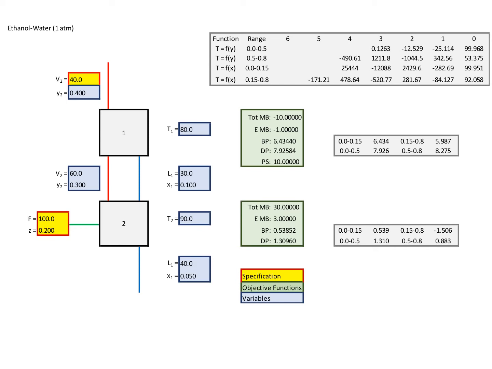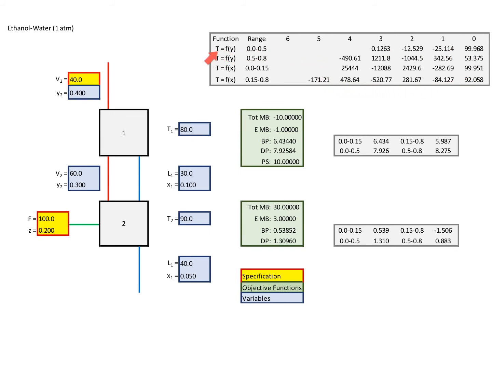Here is my simulation, and I will go over this a little bit. Up here, I have all those constants for the bubble point and dew point curves. So T equals f of y, that's the dew point curve. Temperature is a function of x, that's the bubble point curve. And the ranges that I split them up into. And here are the constants for those polynomial equations.